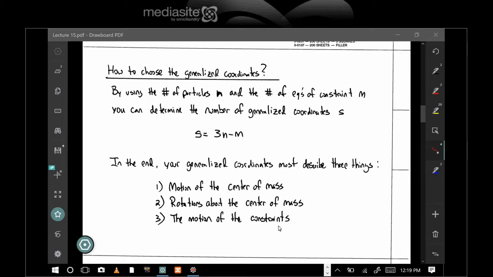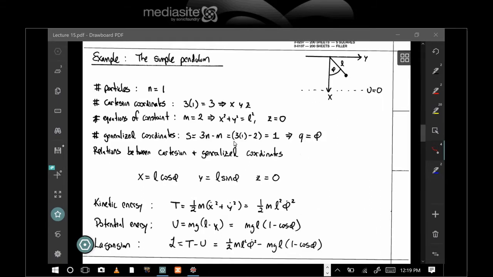What's really important, and really the way we're going to learn how to do this, is to see examples. So I'm going to do a simple example here, and we'll do much more complicated examples in class. So let's look at a simple example. So here's my simple example, that of a simple pendulum.